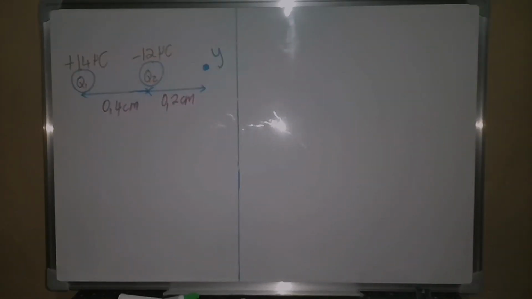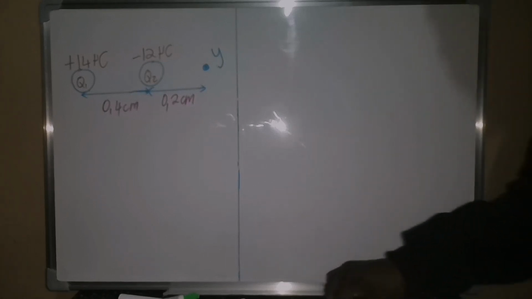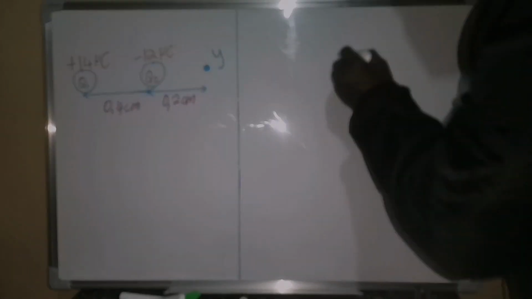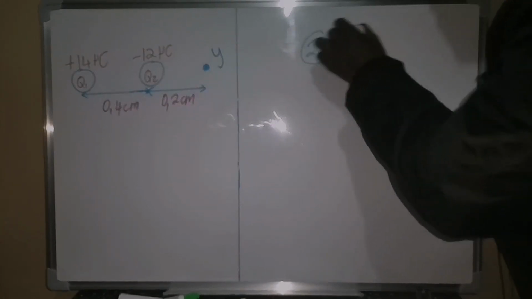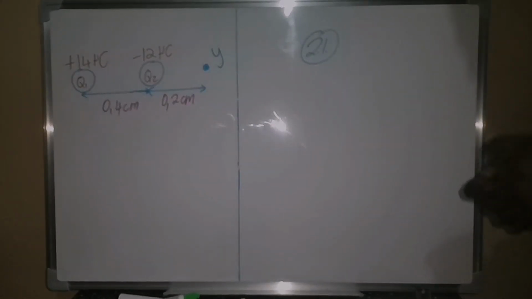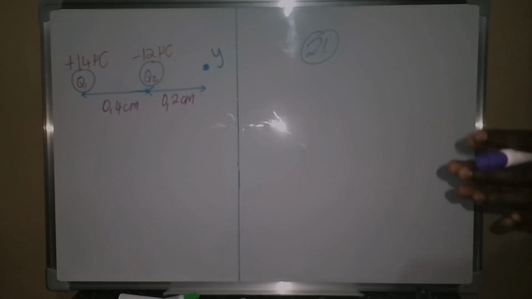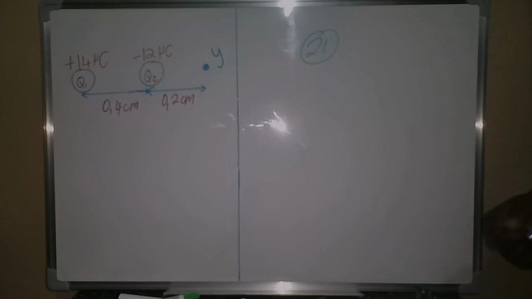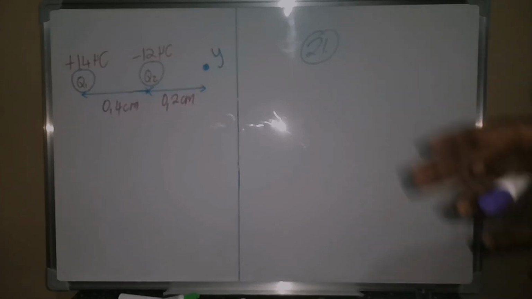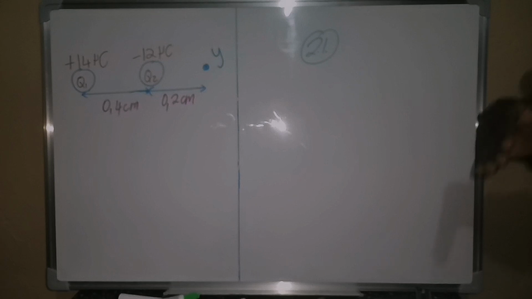Now the question 2.1 says to draw the resultant electric field pattern of Q1 and Q2. Don't be scared by the word resultant. It means the overall electric field pattern of Q1 and Q2. How about electric field pattern?